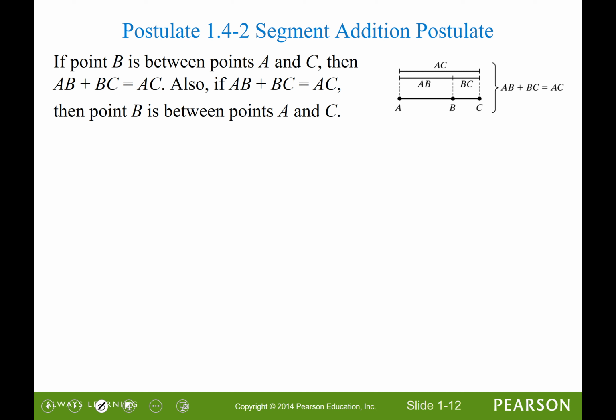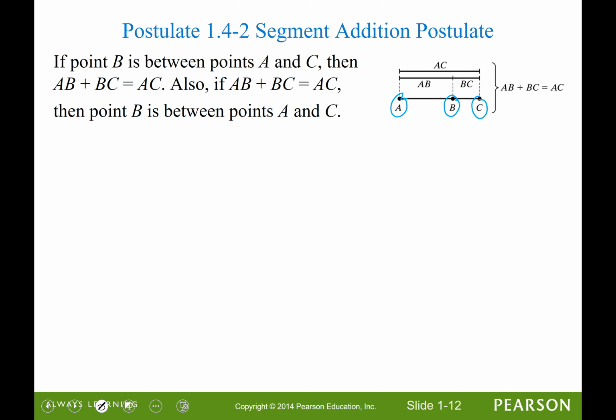So the first if-then statement and then the second if-then statement are converses of each other, just swapping the if statement and the then statement. All right, so let's look at a picture of what that's stating. If point B is between A and C, okay, here we have a point B, and it is between A and C. All right, so our first condition is met.